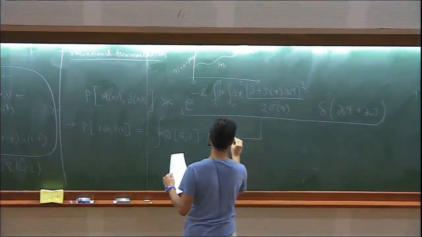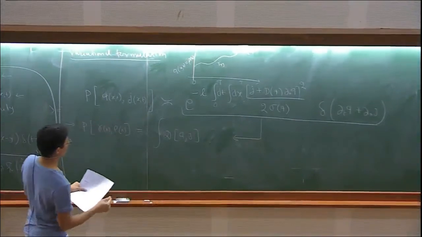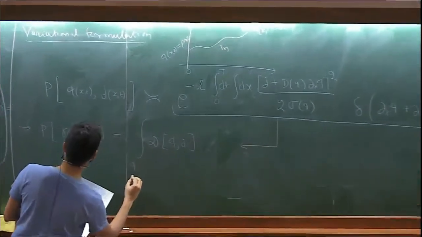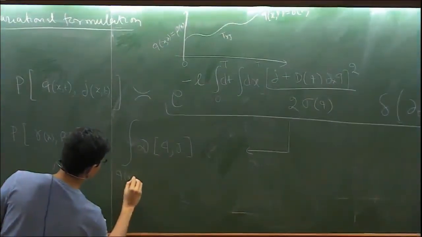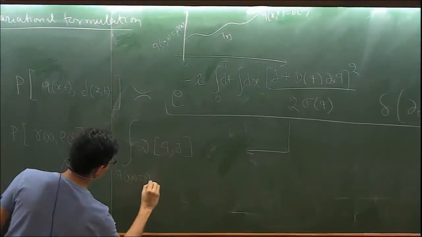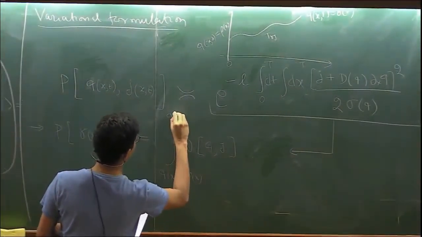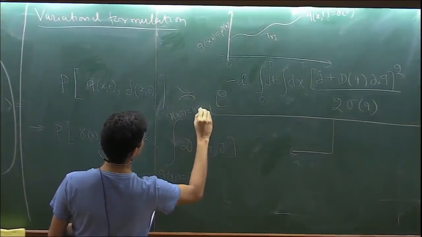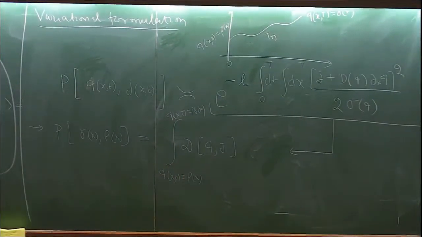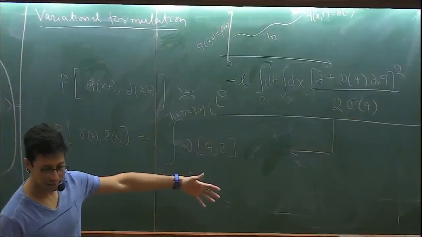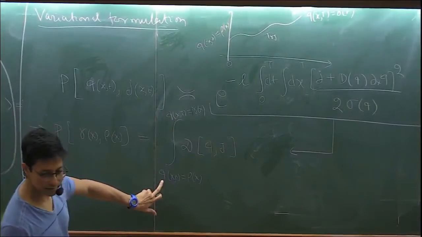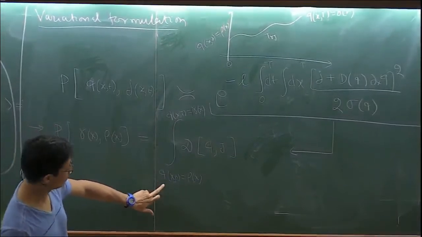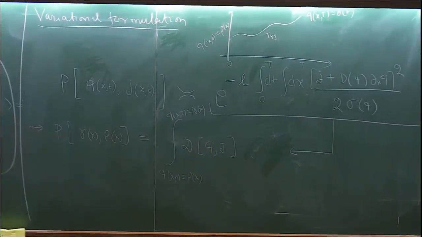With all the fields that start, q(x, 0) starts at rho of x, and q(x, t) ends at r of x. So I'm looking at all fields where only the density is constrained: initially it's rho of x, finally it's r of x.